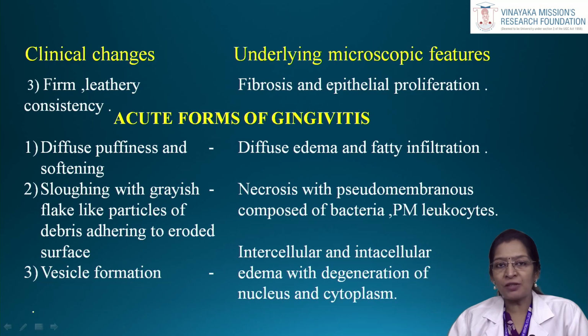In acute forms of gingivitis, especially in conditions like acute necrotizing ulcerative gingivitis, you can see a sloughing with a greyish area.